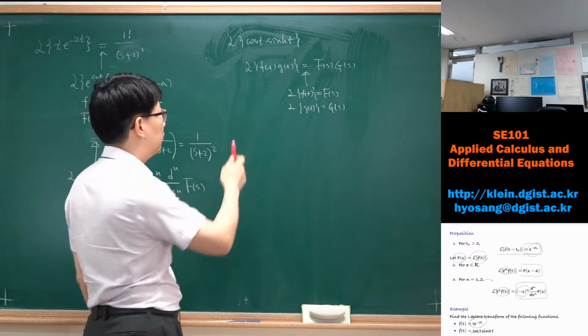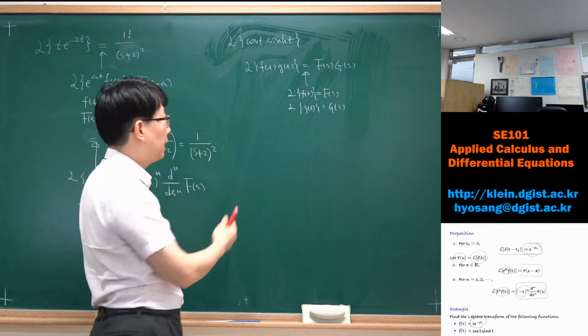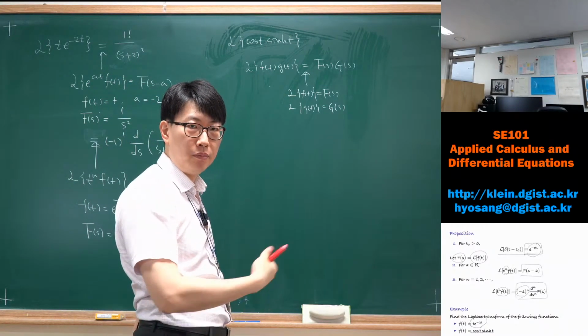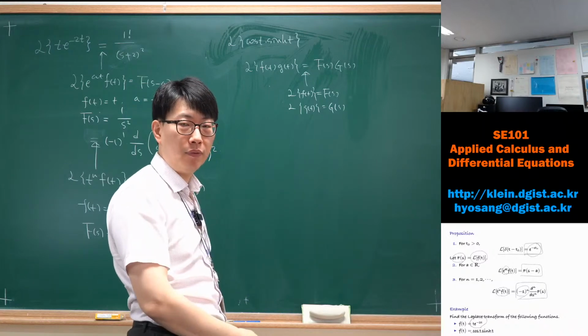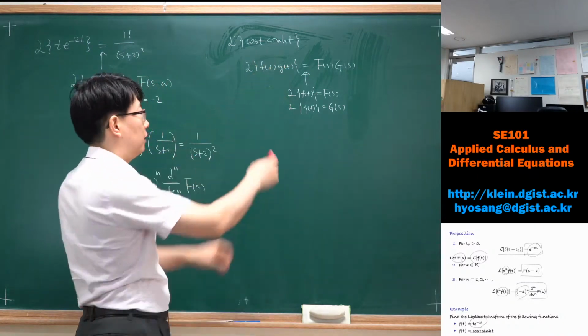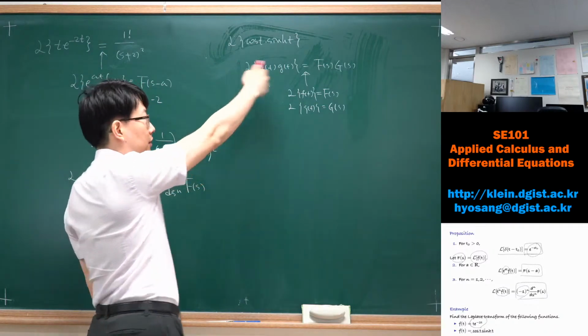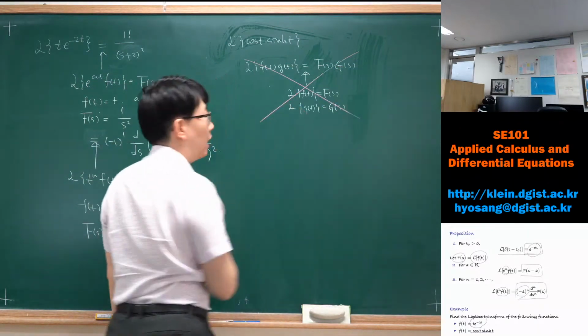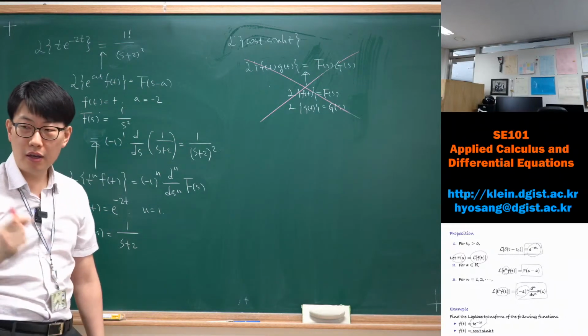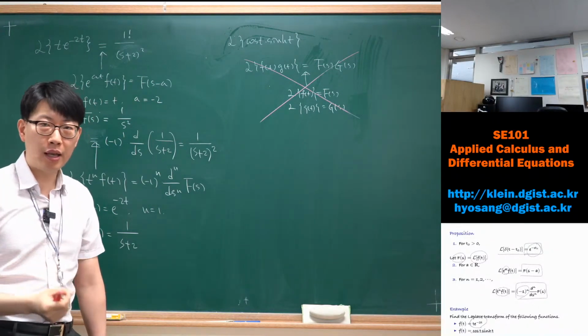So some students believe that this is a formula: if you have a product of two functions, the Laplace transform of the product is the product of the Laplace transforms of each function. This is not a formula, okay? There's no formula such as this. Do not use this. Use only the formula that I gave you.